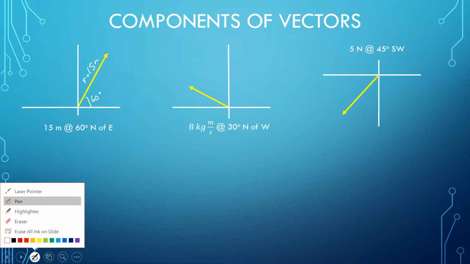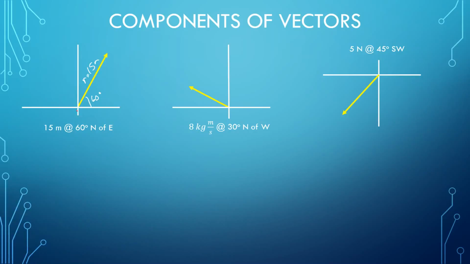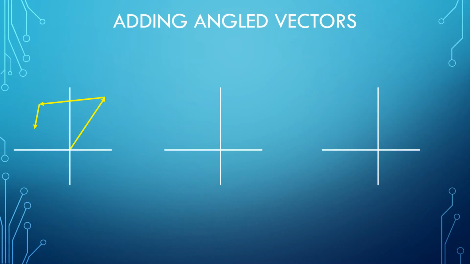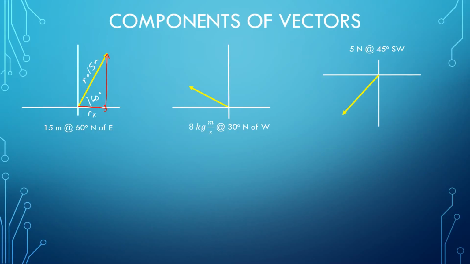So what we do is we drop down from the tip of the arrowhead here. We just go straight down, and we draw an arrow. That's one component. So to get used to subscripts, we'll call this Rx, and this is Ry. I want you all to take a moment and see if you can figure out what Rx and Ry equal.